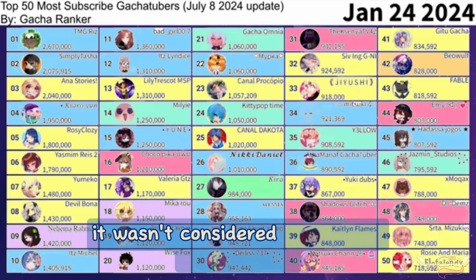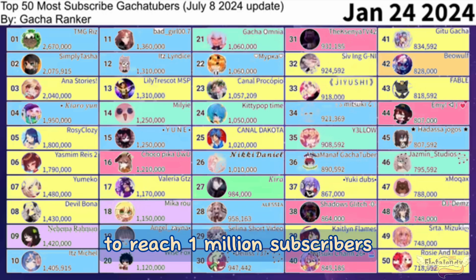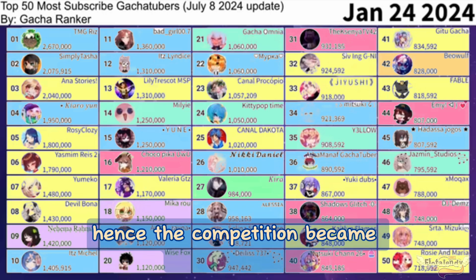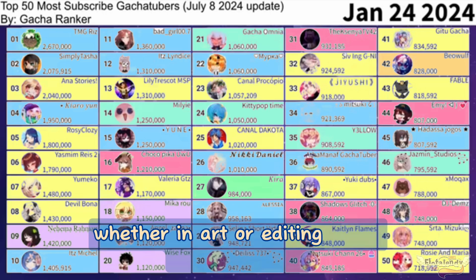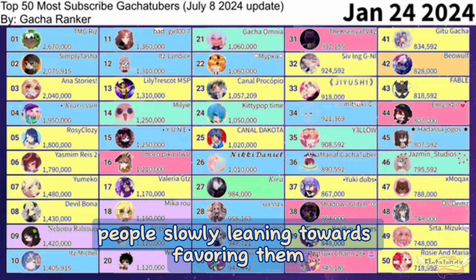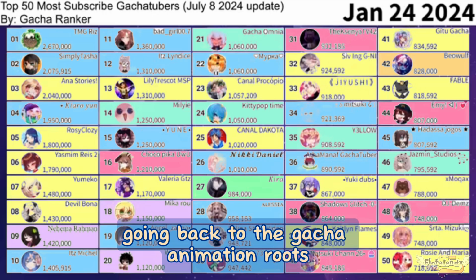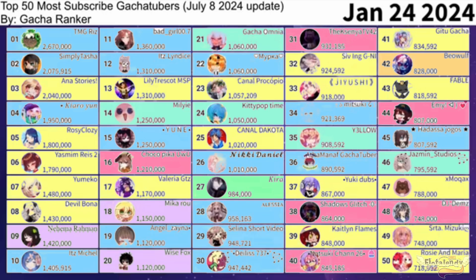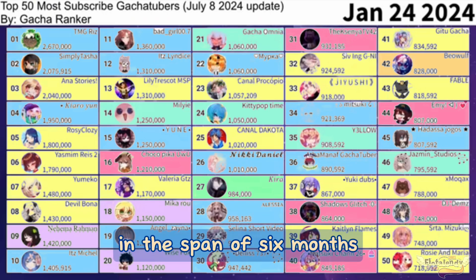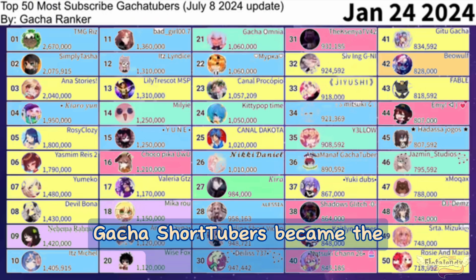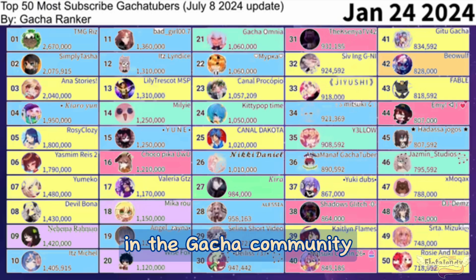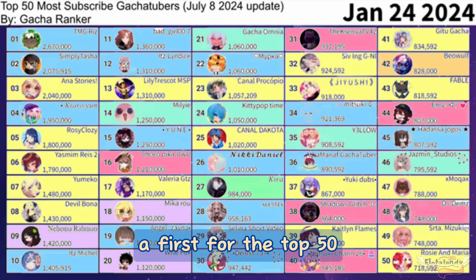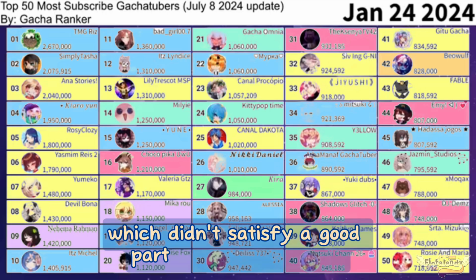It wasn't considered a lifetime achievement to reach 1 million subscribers, hence the competition became more ferocious. The quality, whether in art or editing, was off the charts. People started leaning towards favoring them, going back to the Gacha animation roots over the classic Gacha trends. In the span of 6 months, Gacha Shorttubers became the #1 force, being able to clash with movies and series in the Gacha community, a first for the top 50, which didn't satisfy a good part of the community in its beginnings.